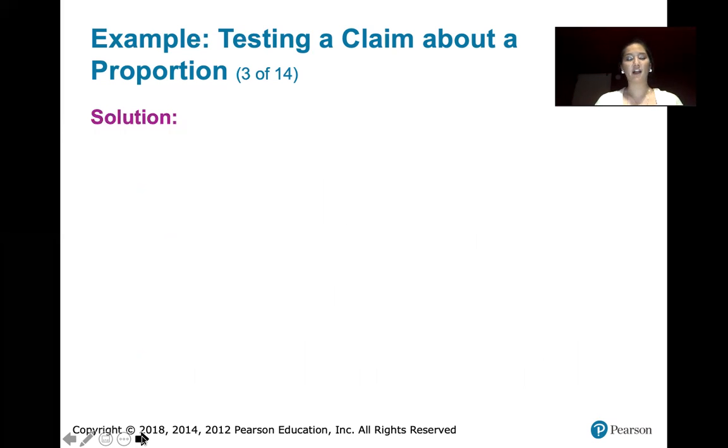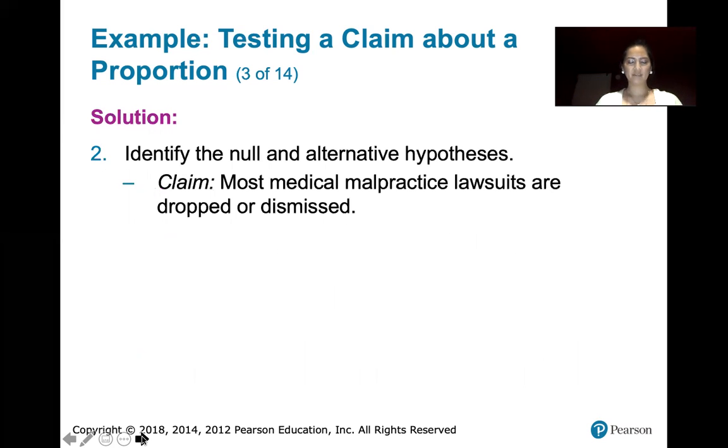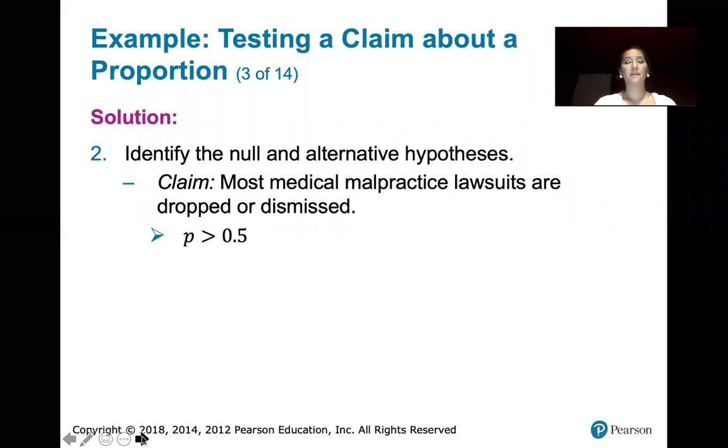Okay, so now let's start our hypothesis test. First, we will identify the null and alternative hypotheses. First, we look at our problem statement, look for the claim. The claim was that most medical malpractice lawsuits are dropped or dismissed. In symbolic form, the word most means the majority, or in other words, the proportion is greater than 50%, but we want to write that in decimal form. So we'll say that p is strictly greater than 0.5.